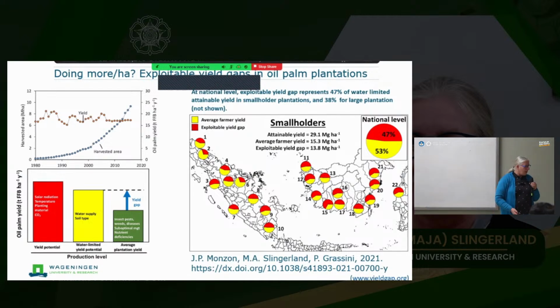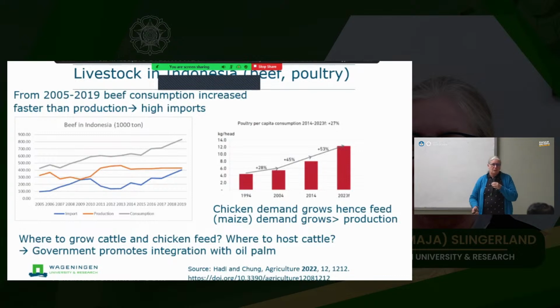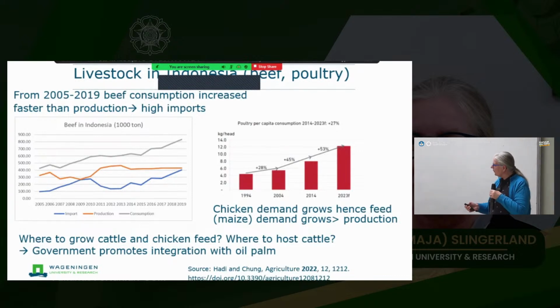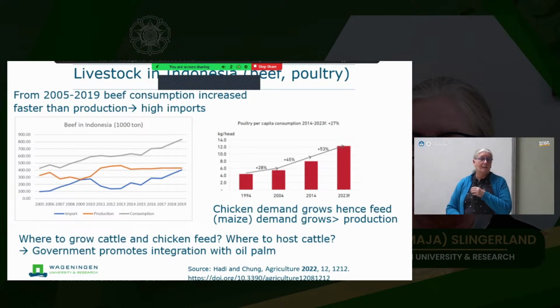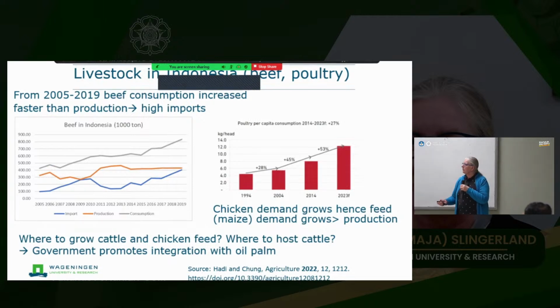Okay. So now, why would we put livestock in oil palm? We put livestock in oil palm for 2 reasons at least. Here you see beef in Indonesia, and you see in grey the demand, and you see in blue, I think, the import, and in red the production. So you see there's a big gap between production and demand, and that is all imported, mainly from Australia. So Indonesia is not self-sufficient.